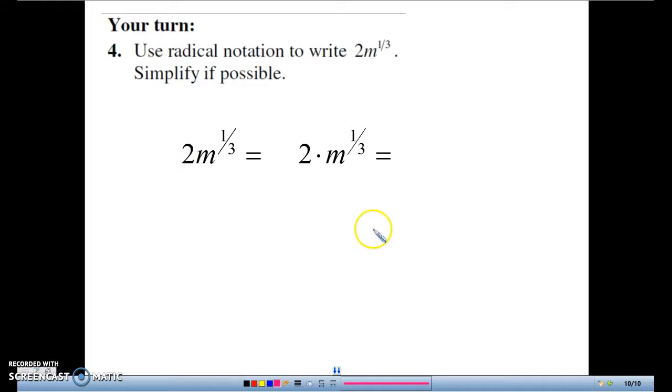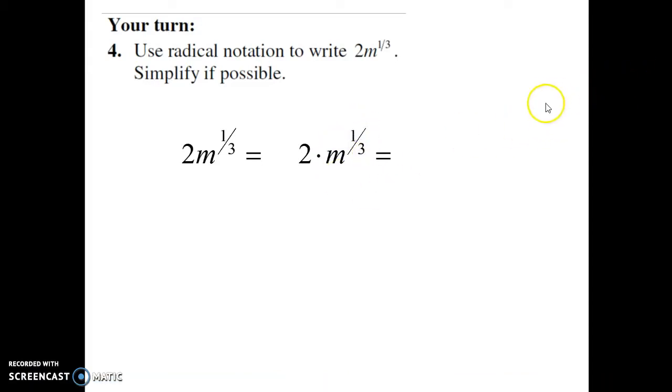So now let's rewrite this. That's going to be 2 times what? We're going to change this to radical form. What's my index? Yeah, my index is 3. So it's 2 times the third root of m, or the cube root of m. 2 times the cube root of m. See, we're starting to get a little more abstract now, aren't we? We're throwing in some variables.